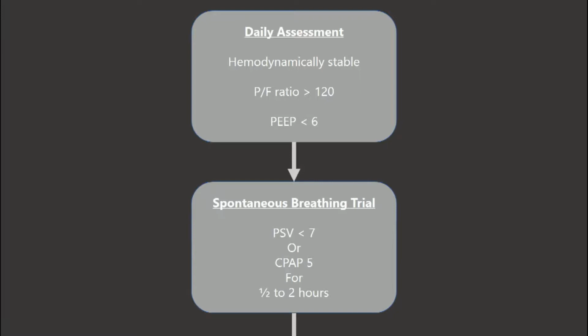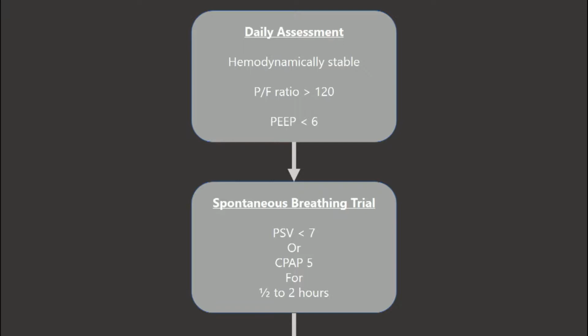First, is the patient hemodynamically stable? Doesn't mean that they have to be off vasopressors. It just means that they have to be on low levels and decreasing doses. Second, is there any evidence of ongoing acute lung injury? And is the PF ratio greater than 120? And finally, do they have sufficient oxygenation, such that they only require a PEEP of 6 or less in order to maintain normal oxygen saturations? In those cases, when the patient has met those criteria, they should then be moved to the next step of a spontaneous breathing trial.